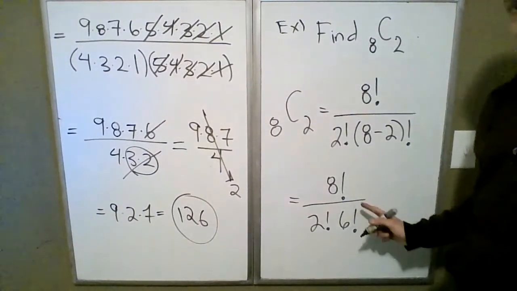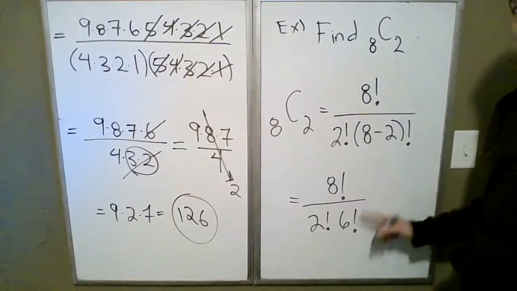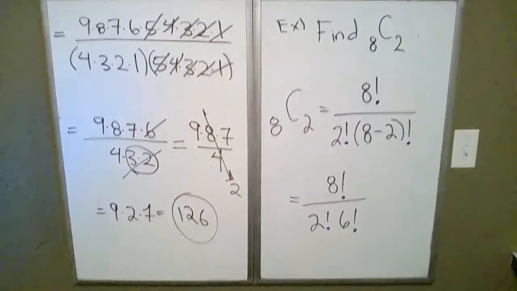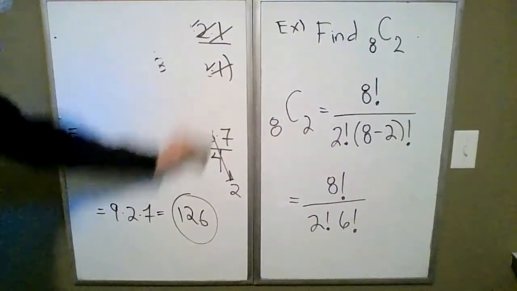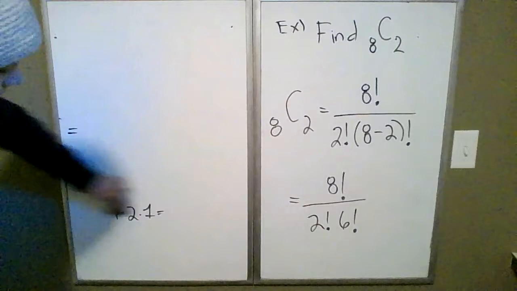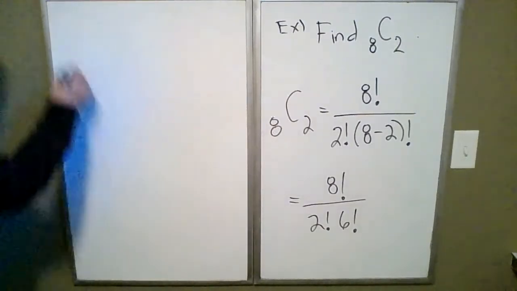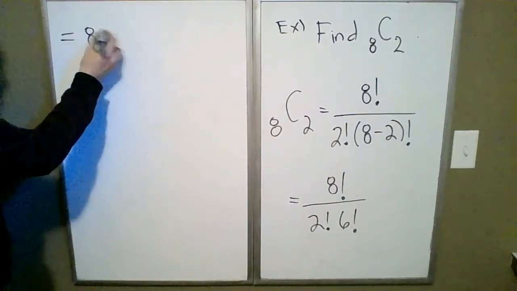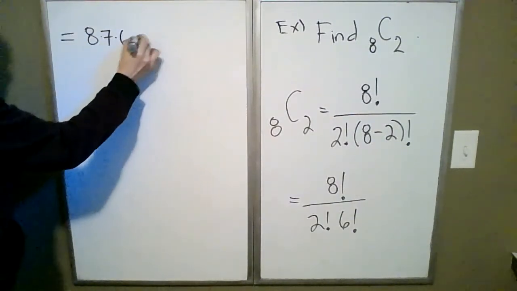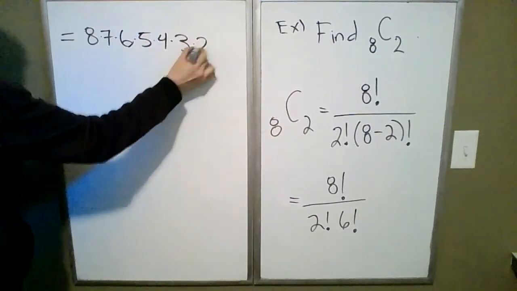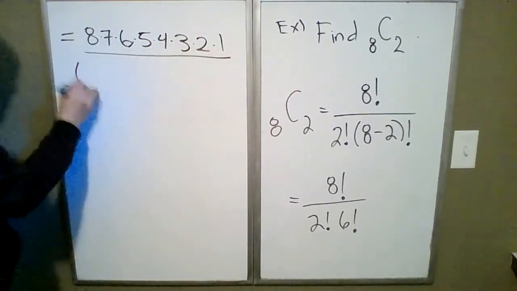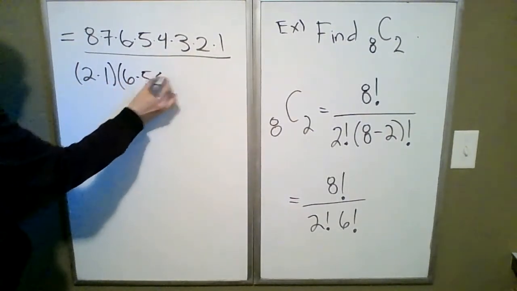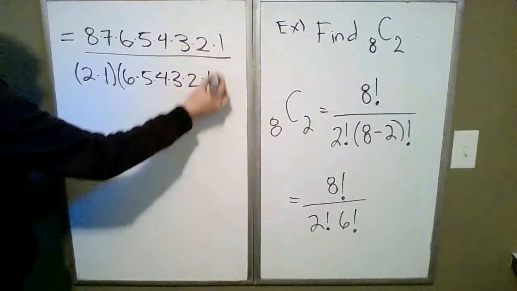All right, and I did work on simplifying this by expanding the numerator, expanding all of those factorials. We've got 8 times 7 times 6 times 5 times 4 times 3 times 2 times 1. And then 2 times 1 is 2 factorial. 6 times 5 times 4 times 3 times 2 times 1.